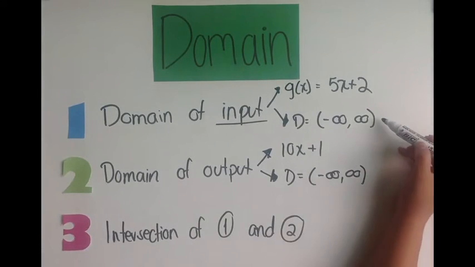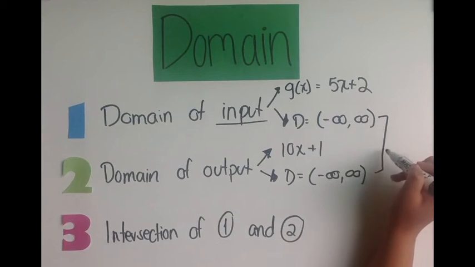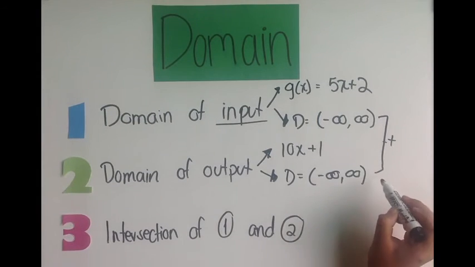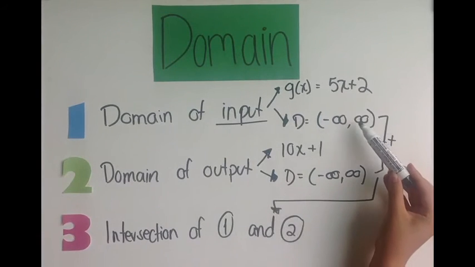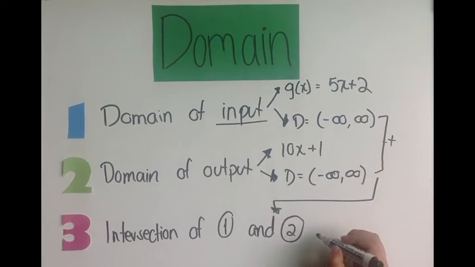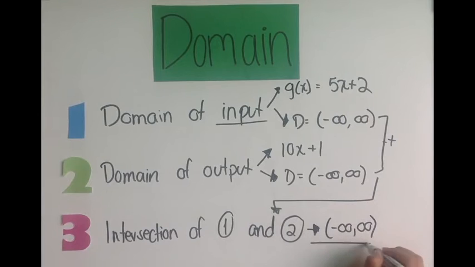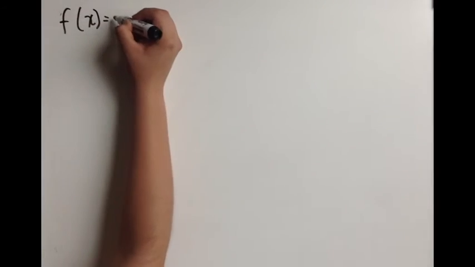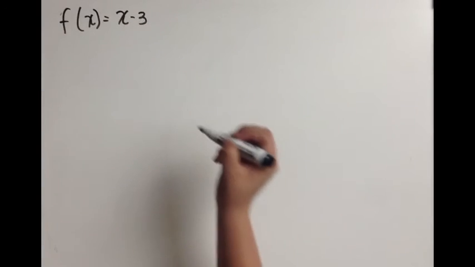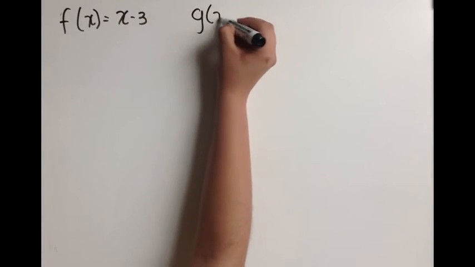Now, to get the final domain of the composite function, we need to make the intersection of the domain of the input and the domain of the output. And as both domains are the same, it means that the domain will be minus infinity to plus infinity. The first example was very easy, so now we're going to solve another a little bit more difficult.